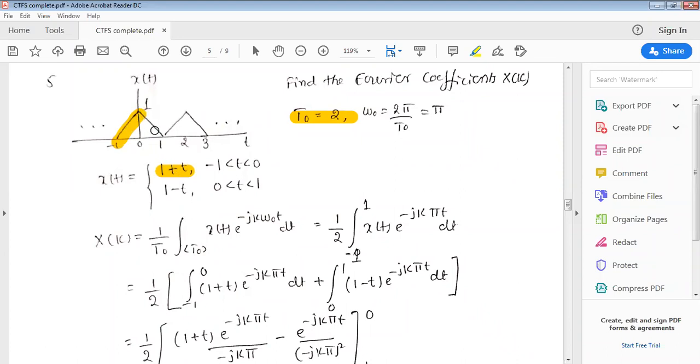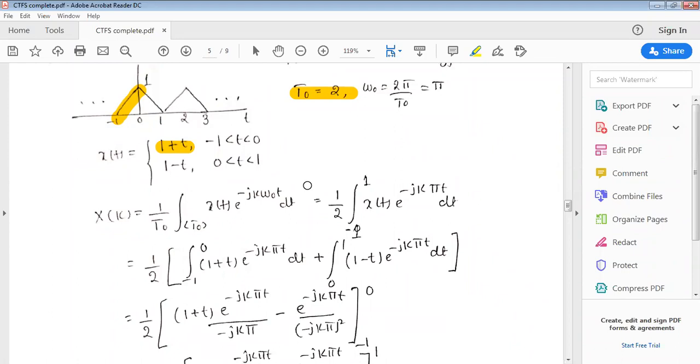Similarly, this will become 1 minus t from 0 to 1. Check this equation. At t equal to 0, this will become 1 minus 0, that is 1. At t equal to 1, 1 minus 1 will become 0. Therefore, this equation is valid. Once you note these equations, check their validity between the limits. Okay, any doubt? Are you able to follow this one?